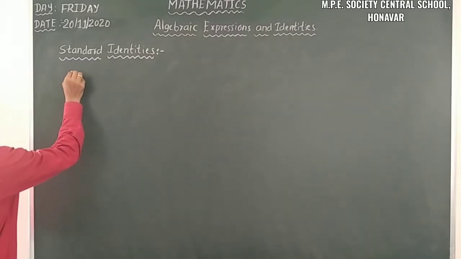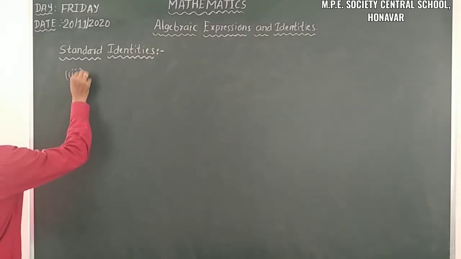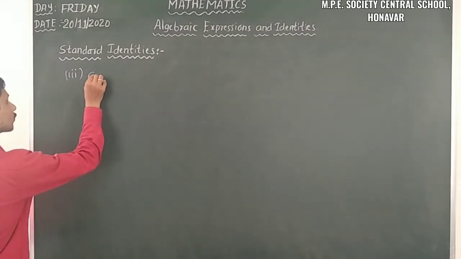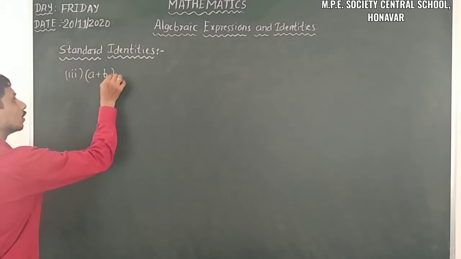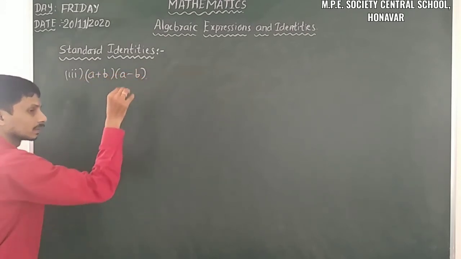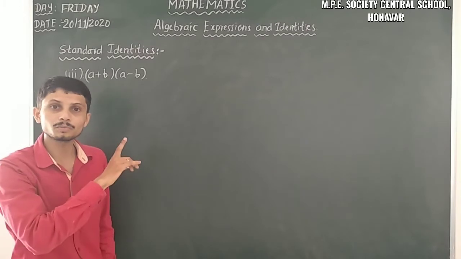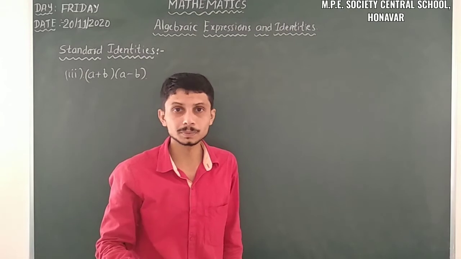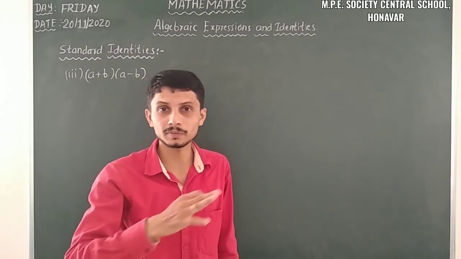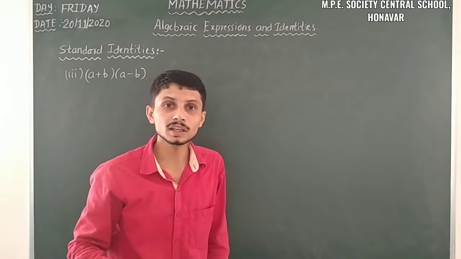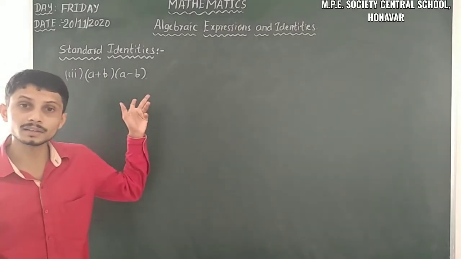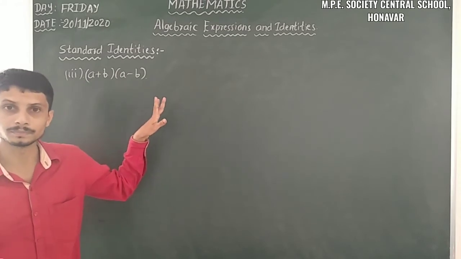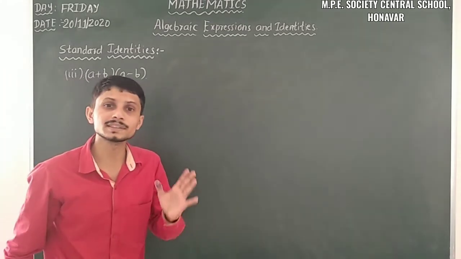Yes. So here the third one is (a plus b) into (a minus b). Here it is also the multiplication of two binomials. We already discussed (a plus b) whole square and (a minus b) whole square. In that we had a similar term, and we had to multiply it twice. So here we have two unlike binomials, that is a plus b and another one, a minus b.